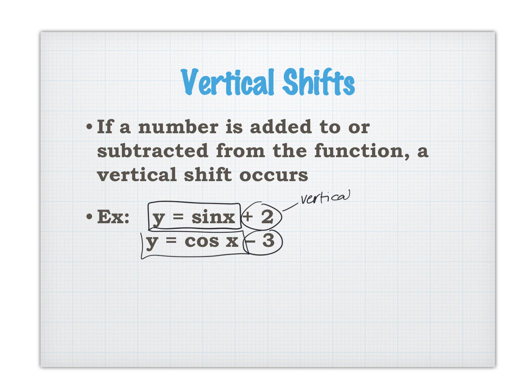So this is going to be a vertical shift up 2 units. Okay, so once I have my sine graph, I'm going to take all those key values, raise them 2 units up, and then connect the dots again and create my wave. And here again, it's going to be a vertical shift, and it's going to be down 3 units.